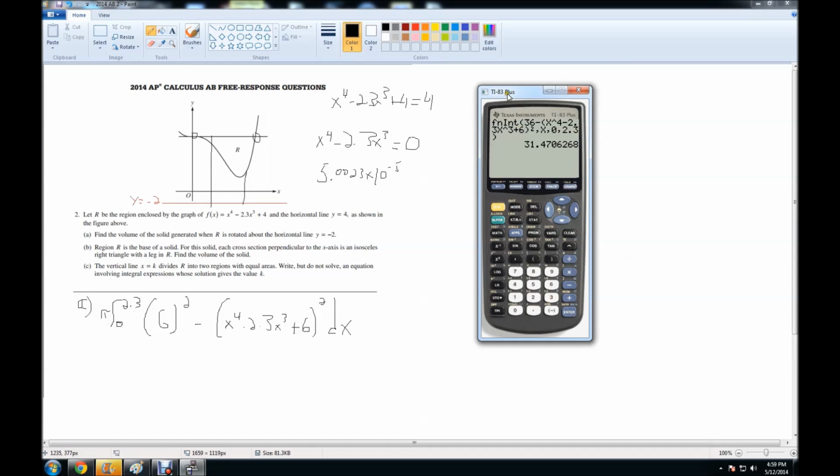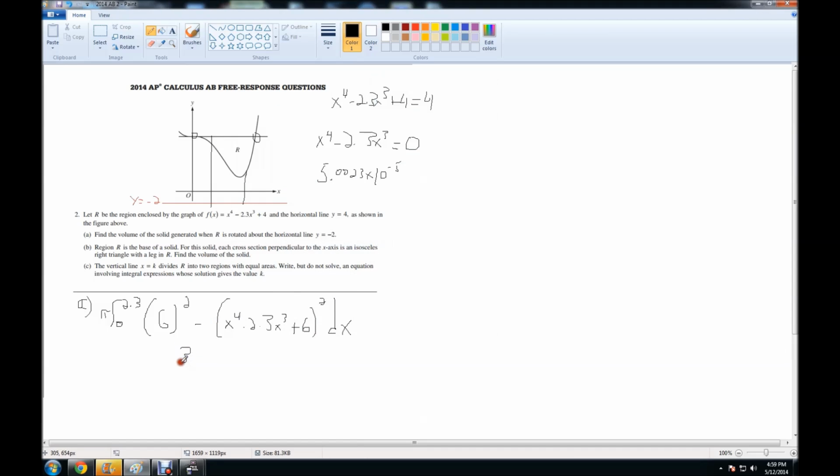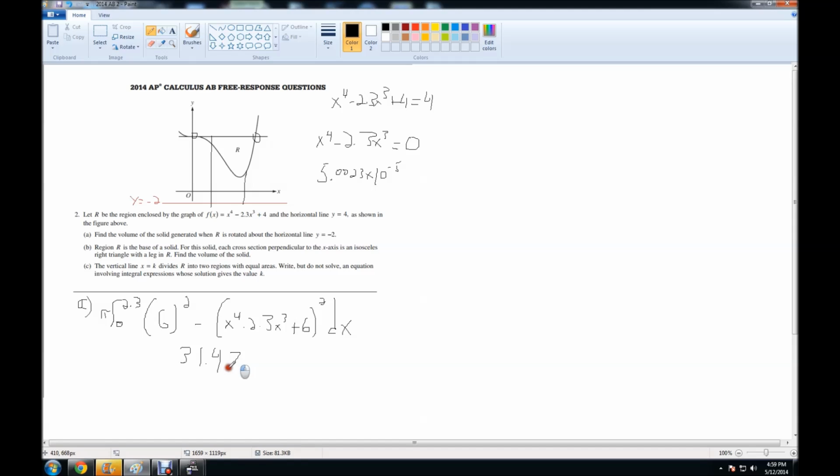There we go. We get the answer of, well, half the answer, 31.4, open it back up, 706. 706. And don't forget the pi. And that is the answer to part A.